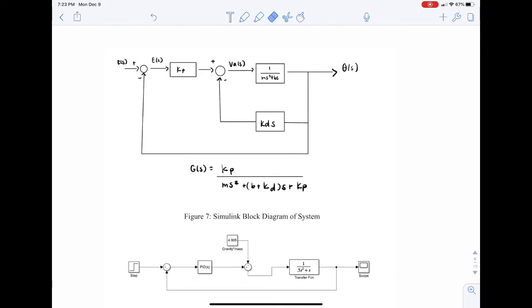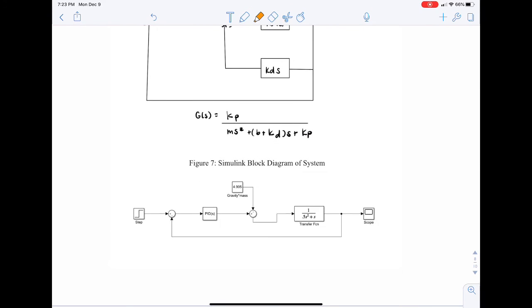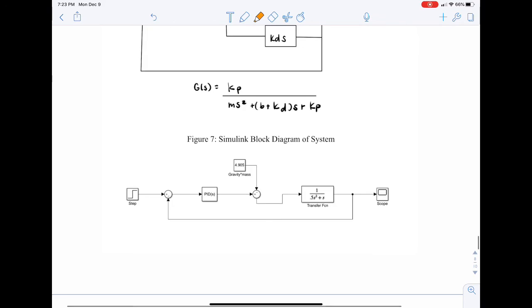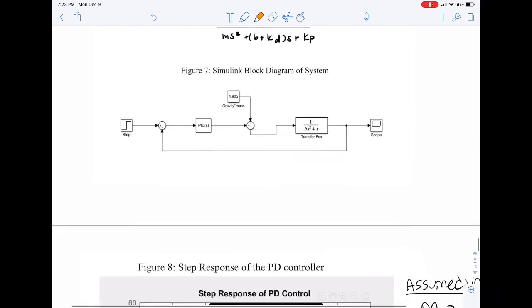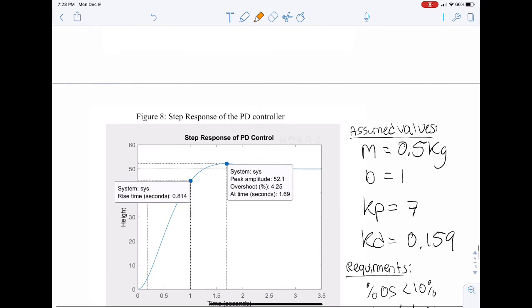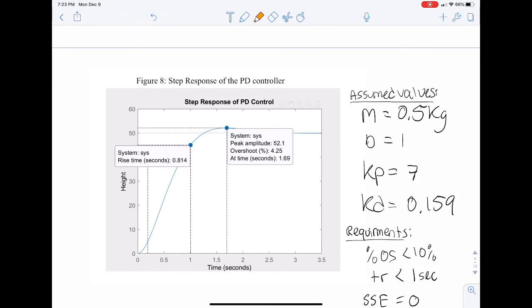The PD controller was used to implement a feedback. The feedback's purpose is to maintain the drone's height in the atmosphere. The transfer function for a PD controller was calculated to be this. Once we had calculated our transfer function for our PD controller, we implemented it into our Simulink block diagram, seen here. Additionally, we implemented our transfer function for our PD controller into MATLAB.